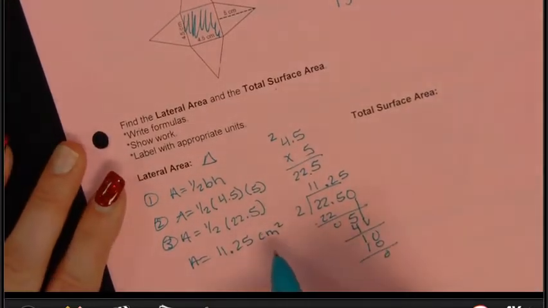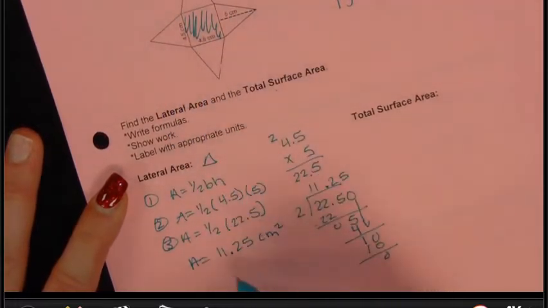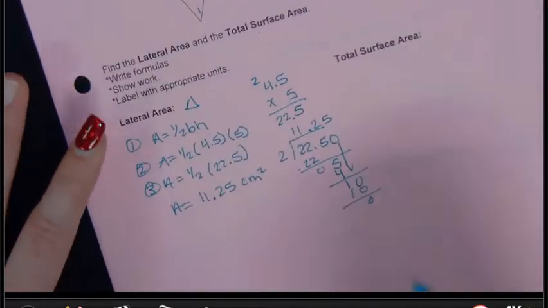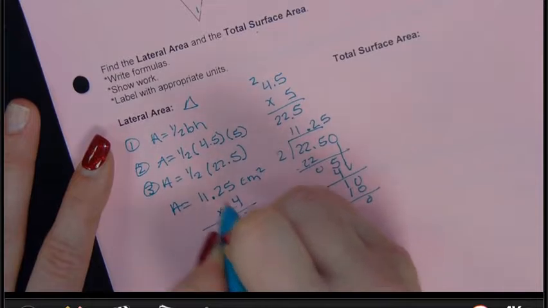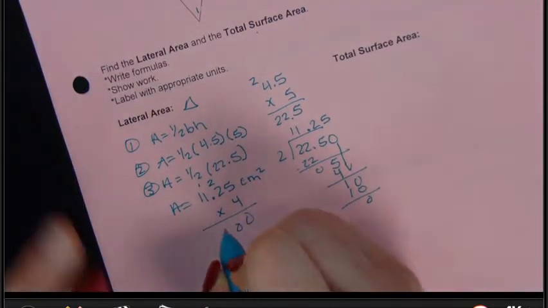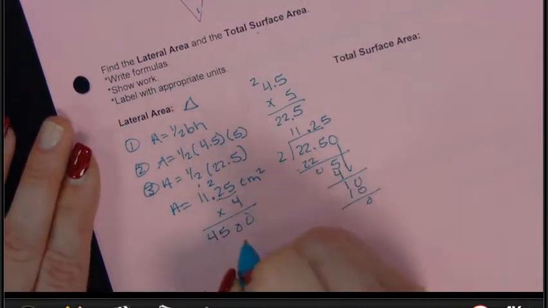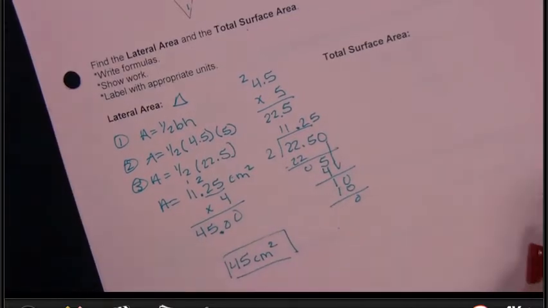Now, I'm asking, did this answer my final question? Well, my final question is one of lateral area. So I just found the area of one triangle, but it looks like I have 1, 2, 3, 4. So I need to take this number, multiply it by 4. 5 times 4 is 20. 4 times 2 is 8, plus 2 more is 10. 4 times 1 is 4, plus 1 more is 5, and 4 times 1 is 4. And I have 2 decimal places. So the final total of lateral surface area is 45 centimeters squared.